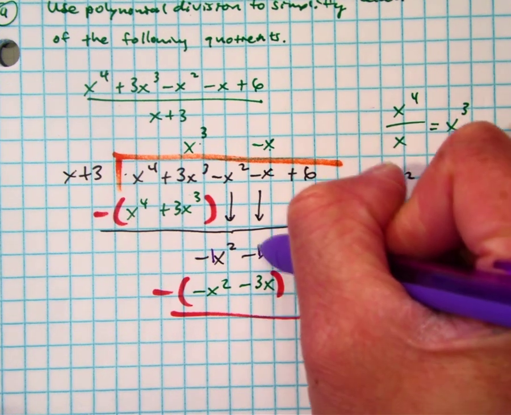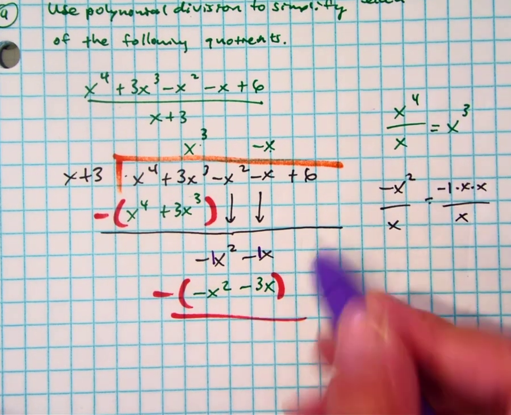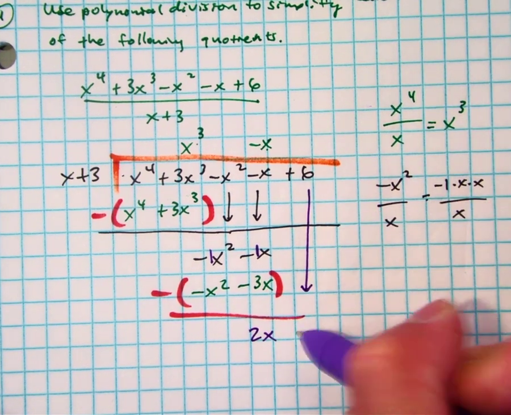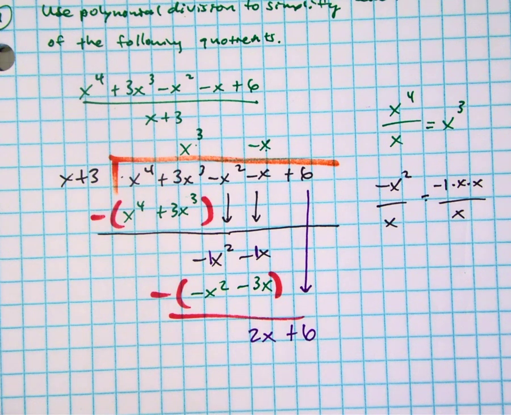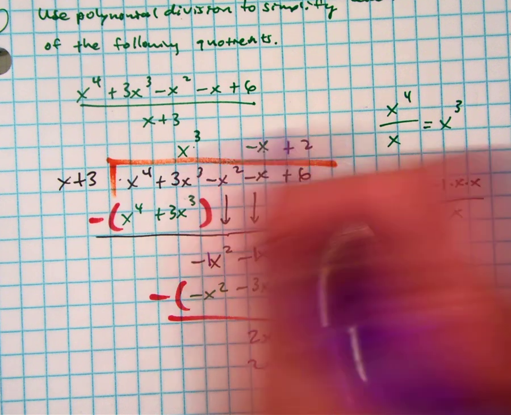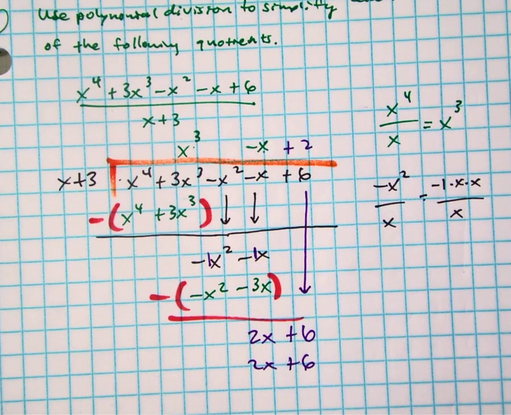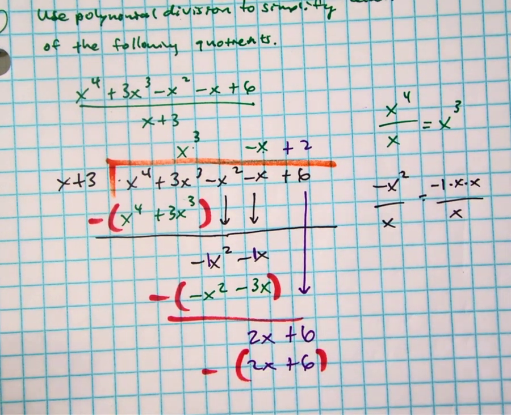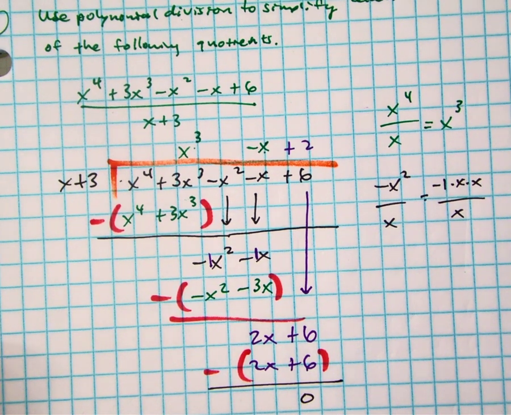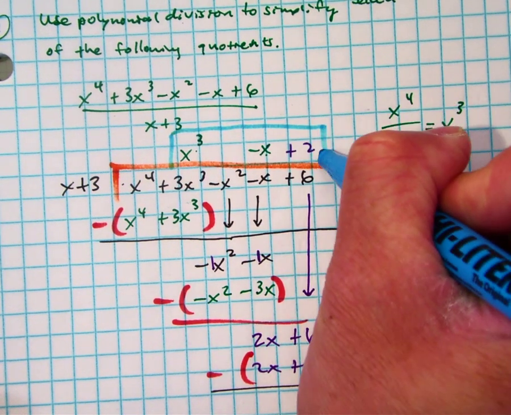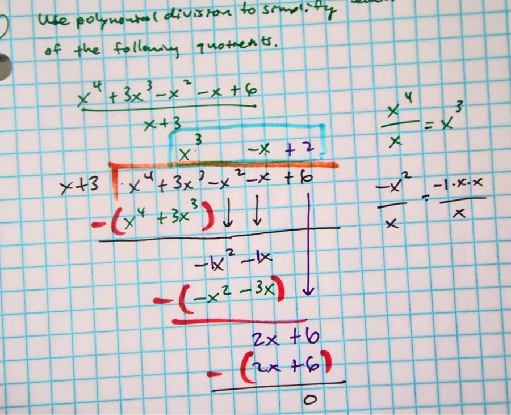So negative 1 minus a negative 3 is what? 2x, and then I just bring this one down. X goes into 2x how many times? 1. 2x, positive 6. Because they're identical there, it's just going to equal what number? 0. So in this problem, there was no remainder. And this is my answer: x to the 3rd minus x plus 2. Raise your hand if you got that.